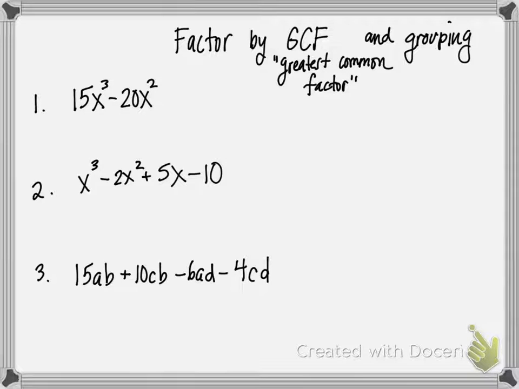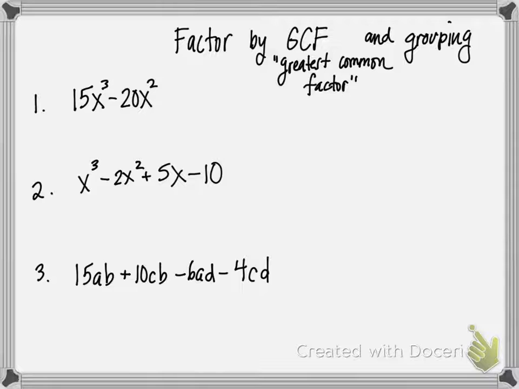One factoring method is greatest common factor. It could have two or more terms in its expanded form. For instance, for number 1, there's 2 terms, and if I want to convert this to factored form, I'm going to find the greatest common factor of both of those terms and pull that to the outside of parentheses.